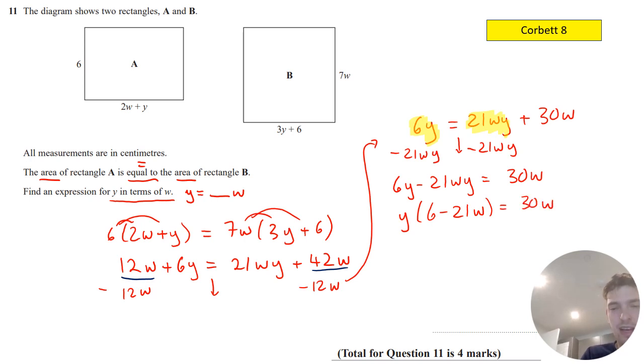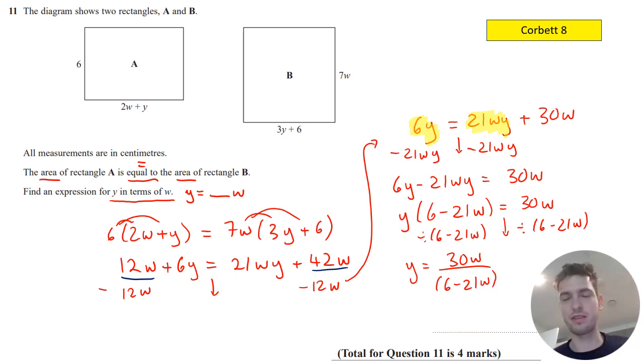And then my final step is to divide by what is inside the brackets. So I have y equals 30w over 6 minus 21w. And that is my final answer.